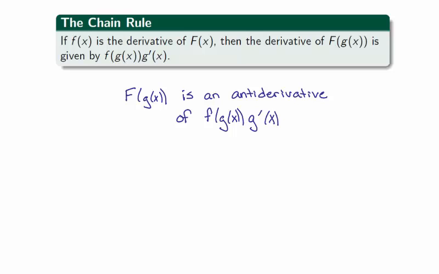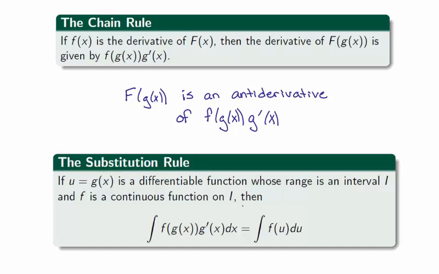This means that big F of g of x is an antiderivative of little f of g of x times g prime of x. This observation is the basis for the substitution rule, which amounts to applying the chain rule in reverse. The substitution rule simply says, if u equals g of x is a differentiable function whose range is an interval I, and if f is a continuous function on I, then the integral of f of g of x times g prime of x dx is equal to the integral of f of u du.